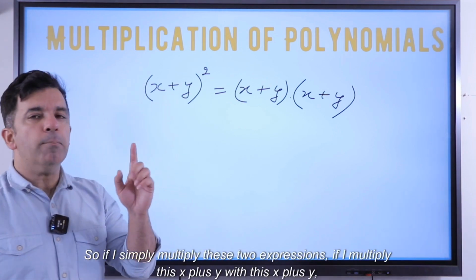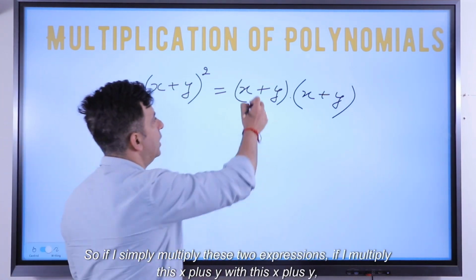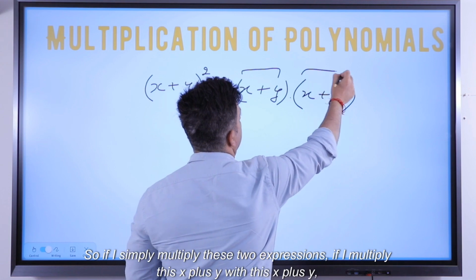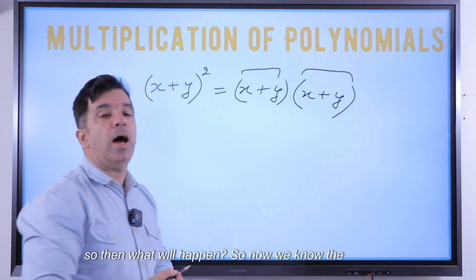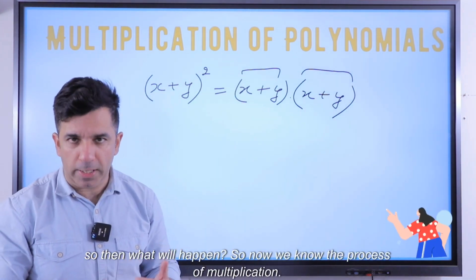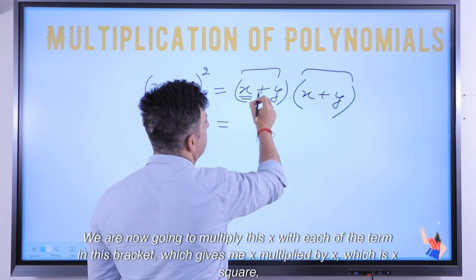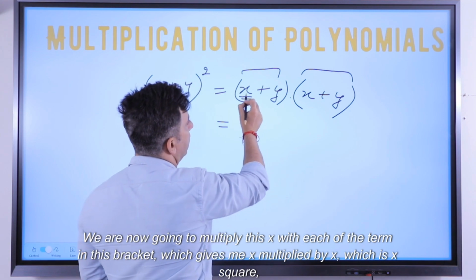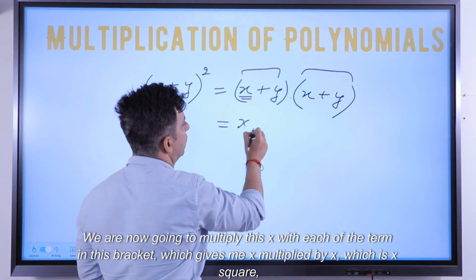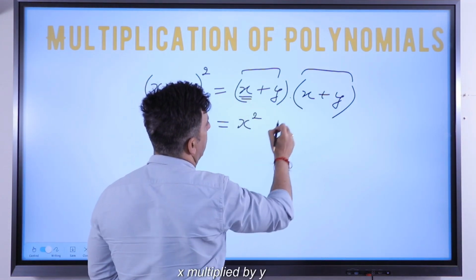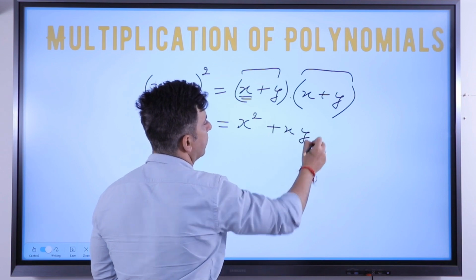So if I simply multiply these two expressions, if I multiply this x plus y with this x plus y, then what will happen? Now we know the process of multiplication. We are going to multiply this x with each of the terms in this bracket, which gives me x multiplied by x, which is x square. x multiplied by y is xy.